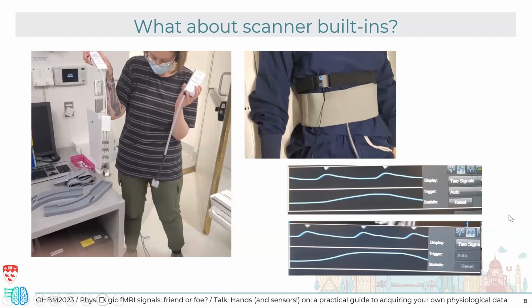And this is the downside to using scanner built-ins. Although simple to set up, there isn't a good way to change your acquisition parameters or your filtering. And so it often means that the data you're getting is not highly informative about the shape of the waveform, and it's very easy to lose your respiratory waveform. So that's a significant downside of using a scanner built-in.